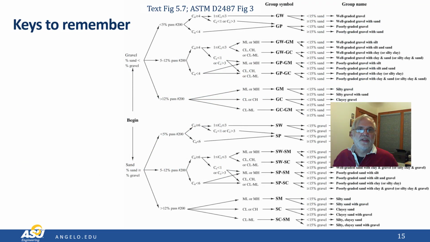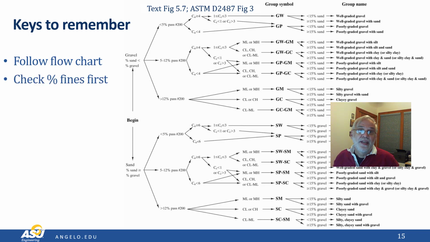Well, that's the end of this set of example problems for classifying coarse grained soils. I think I've taken you through almost all the nuances of classifying coarse grained soils using ASTM D2487 and the Unified Soil Classification System. Here are some key things to remember. First, follow the chart. Second, check the percent fines first. This will tell you if you can skip part of the flow chart.